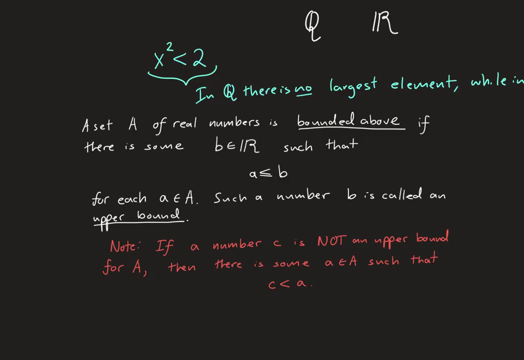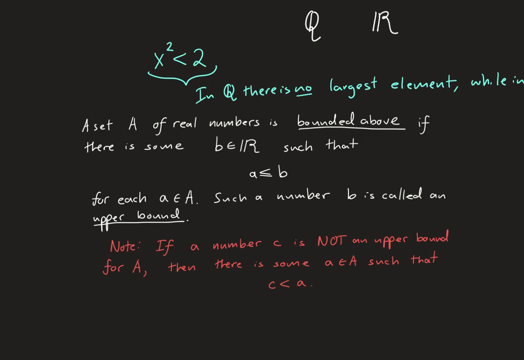And a little bit of a logical statement right here. If a number C is not an upper bound, what we have to do is some nice logic and ask what does that mean. We have to ask what it means for a set to not have an upper bound, or what does it mean for a number to not be an upper bound of A.